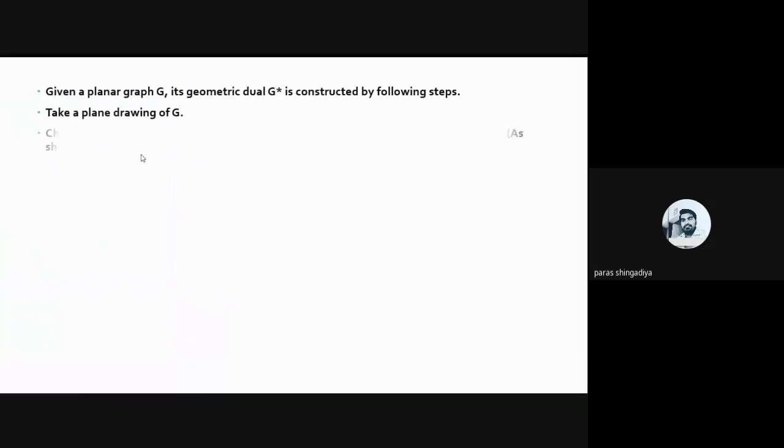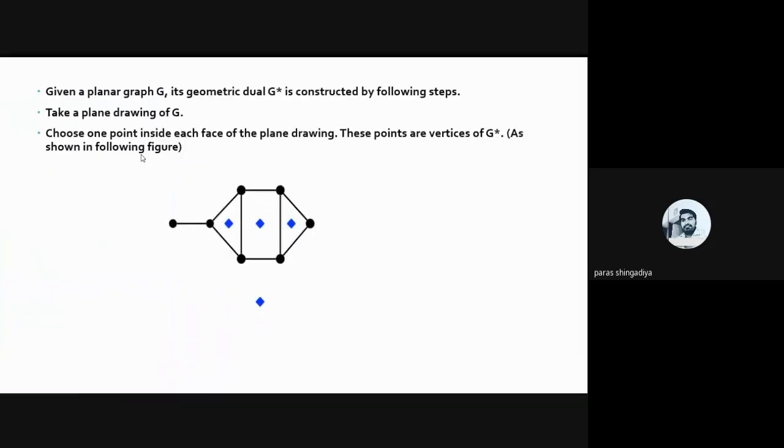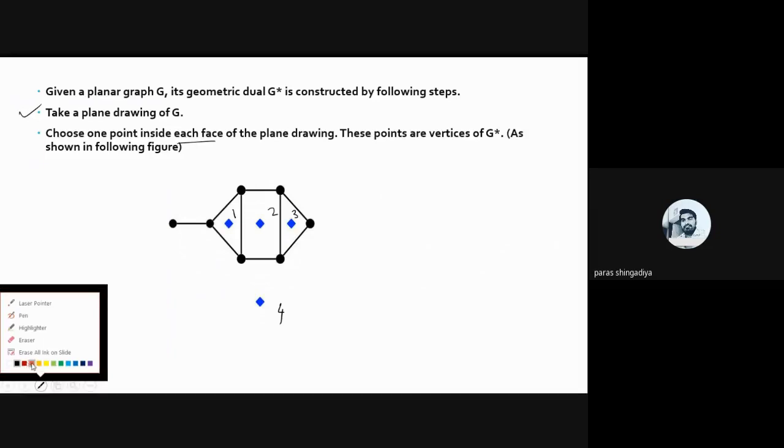So here the procedure is given, and we have one example here. First, the graph should be planar, because we cannot identify a dual graph for a non-planar graph. Then choose one point inside each face of the plane drawing. So for this graph, let us first check the regions. That is region 1, 2, 3, and that is, let us say, the fourth one. Okay, so there are 4 regions in this graph. Then we place one vertex in each region of this graph.